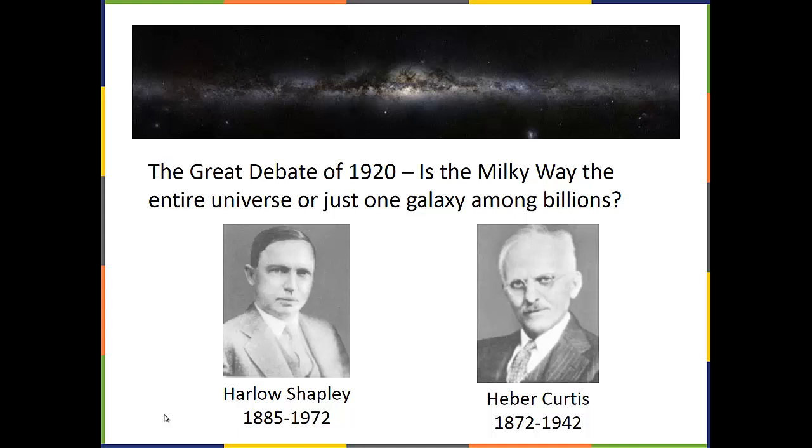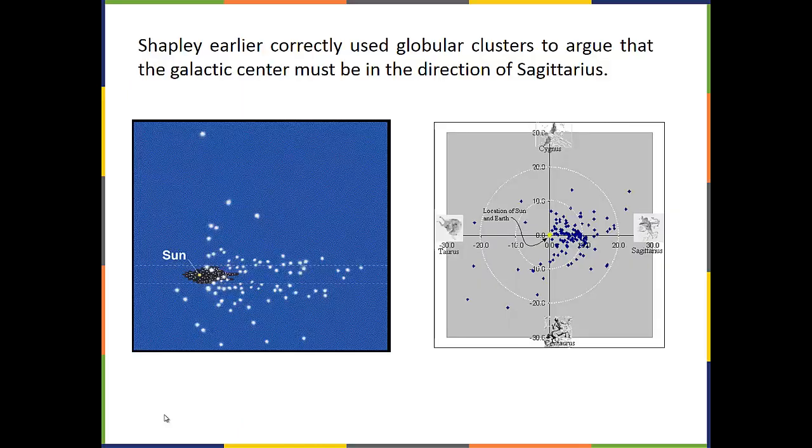Now you might be tempted to think Shapley was an idiot to believe what he did, but no. This was the man who actually figured out where the center of the Milky Way is. He plotted the locations of all the known globular clusters and found that there are many more in one direction than in the other directions. In fact, they're concentrated around the constellation Sagittarius. Shapley correctly assumed that globular clusters must orbit the center of the Milky Way. So he figured out that we must lie on one side of the galaxy and that the center of the galaxy must be in the direction of Sagittarius.